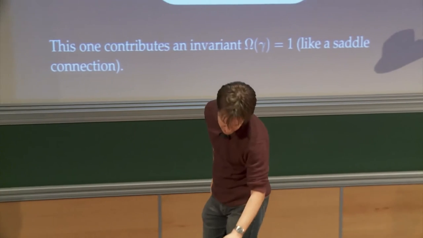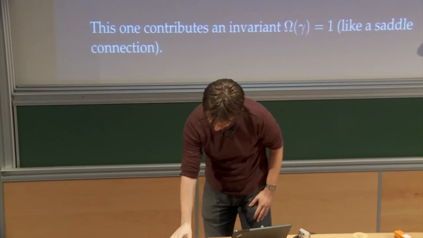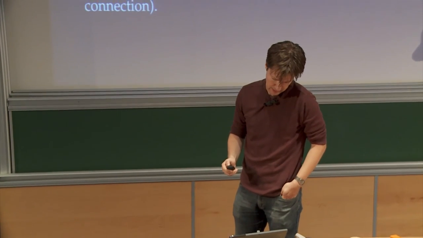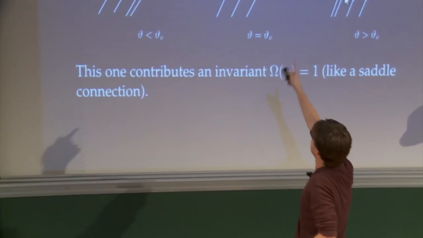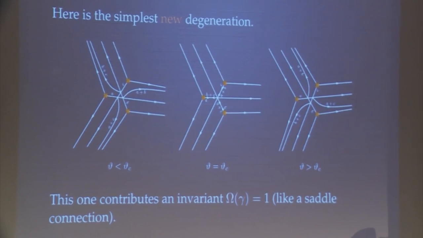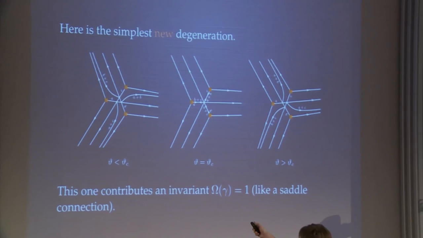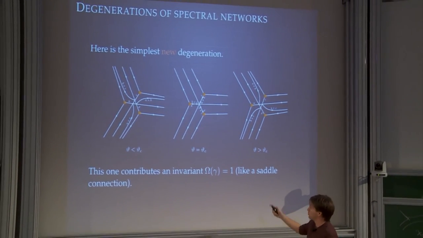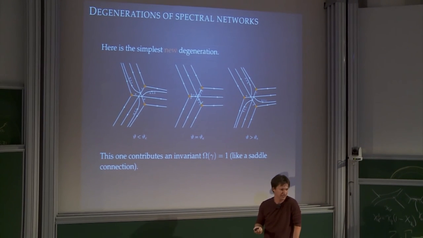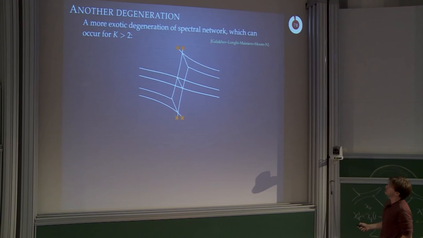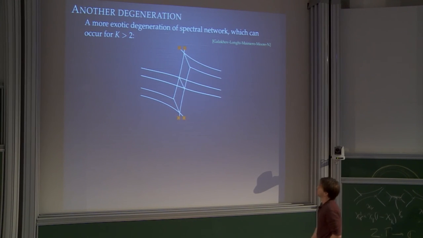And so in particular, let me show you one particularly crazy thing. This is the picture that I just drew. So this is the before and after picture of this spectral network. And so this one, if you work it out, by the way, this one contributes just 1, an invariant omega equals 1. So it's really just like the saddle connections.